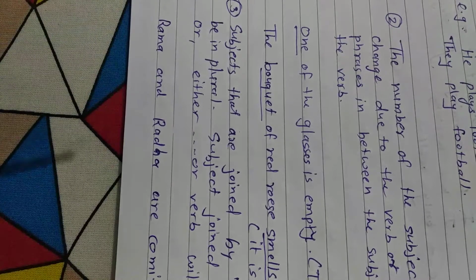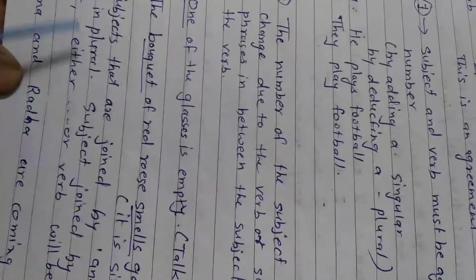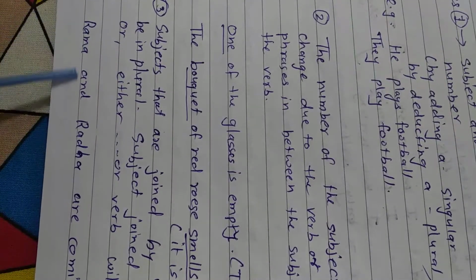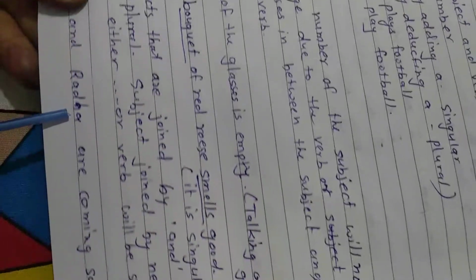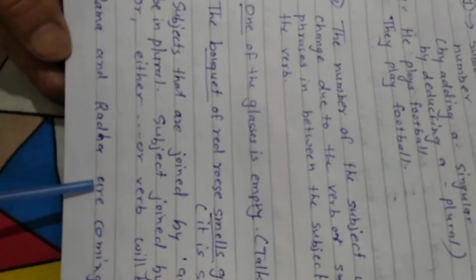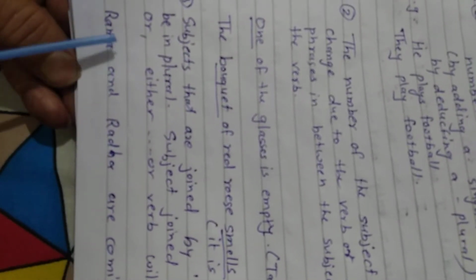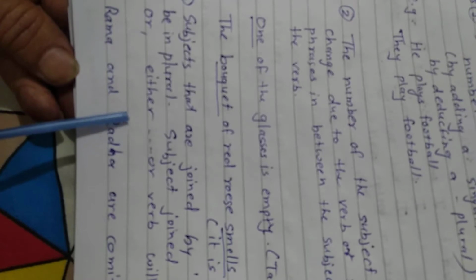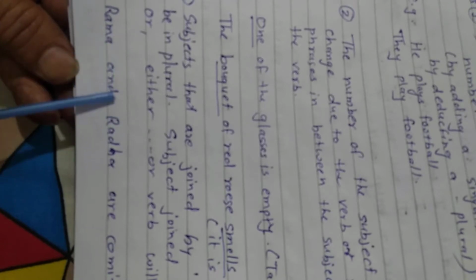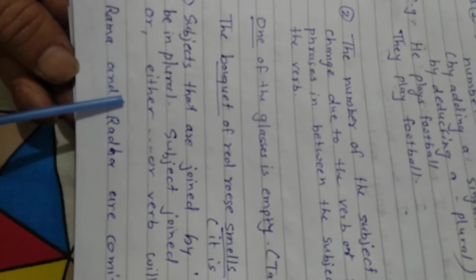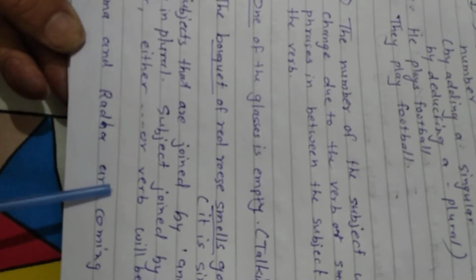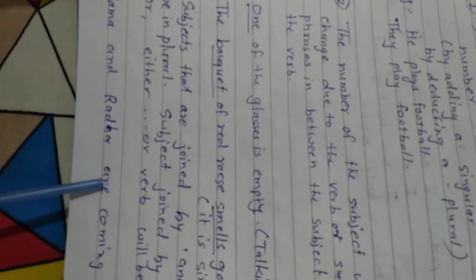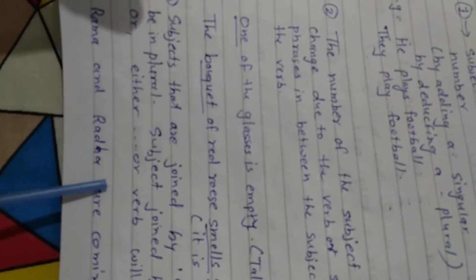As an example, say this. Reena and Radha are coming soon. Here I used are. Why? Because these two subjects are joined with and, right? So here we wrote are. Got it? Okay.